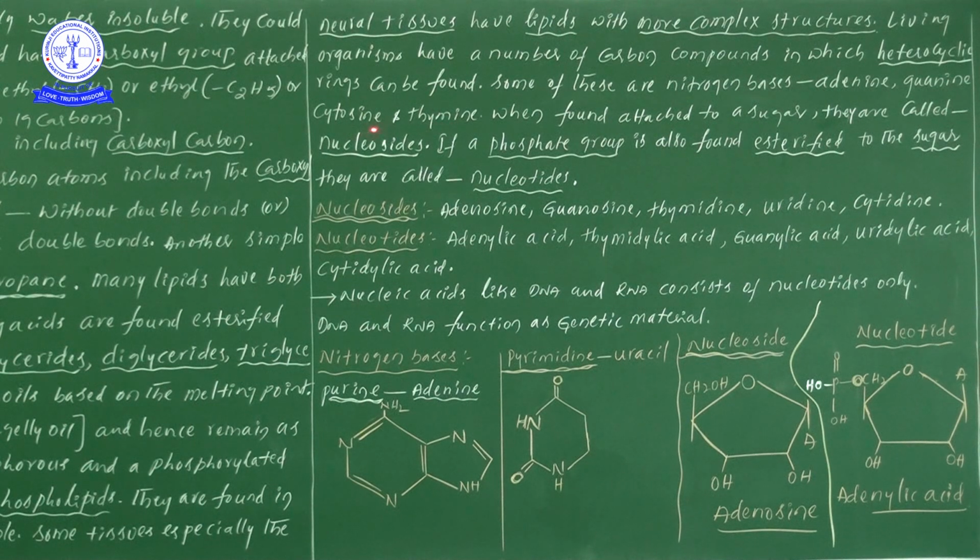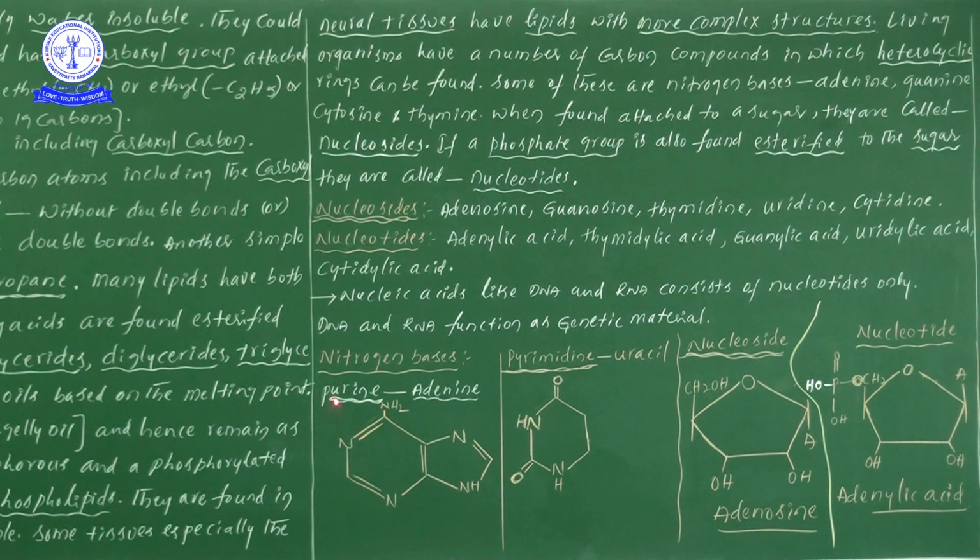cytosine, thymine, and here one more, uracil. Thymine, we already saw, is present only in DNA, so cytosine and thymine are present in DNA, and cytosine and uracil are present in RNA. Generally, if you take pyrimidines, we have to take three: cytosine, thymine and uracil. So these three are pyrimidines.